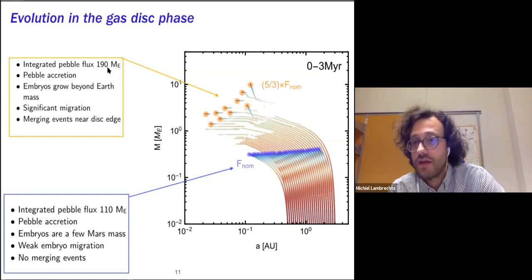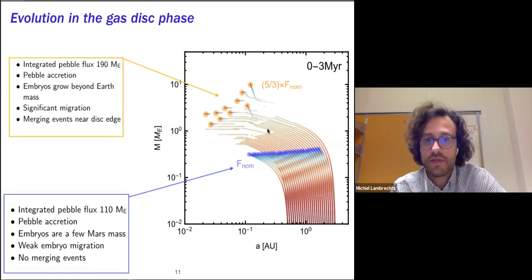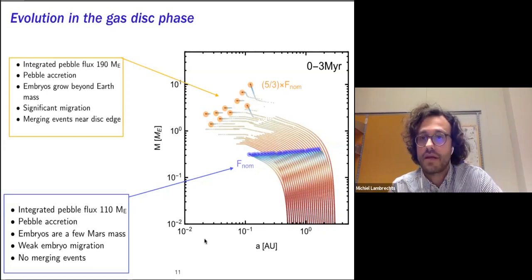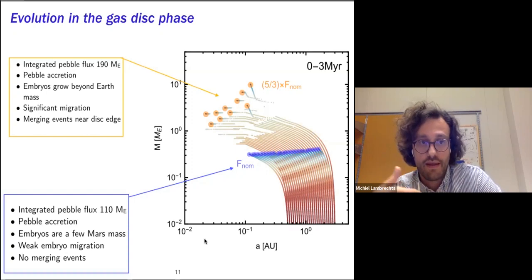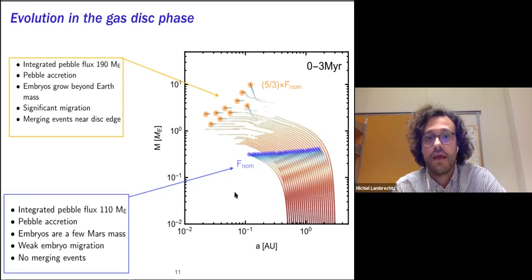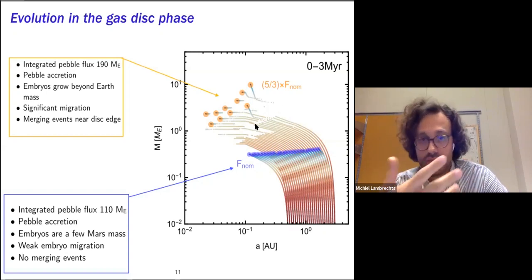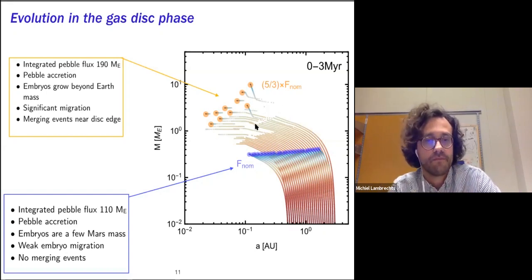So integrate, it's 190 Earth masses. And again, we see initially the effect of pebble accretion, growing the embryos large. But then something special happens. When they reach Earth masses, migration becomes very efficient, and the bodies migrate all the way to the inner disk. And there you get merging events, which cause these growth tracks to become discontinuous. Right? So this is the difference depending on the pebble flux.